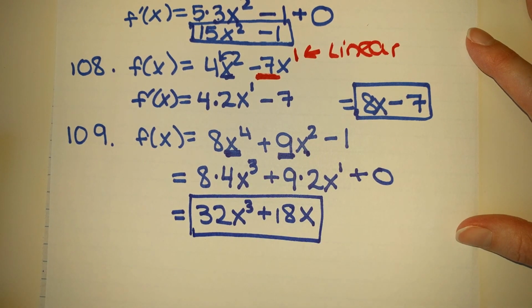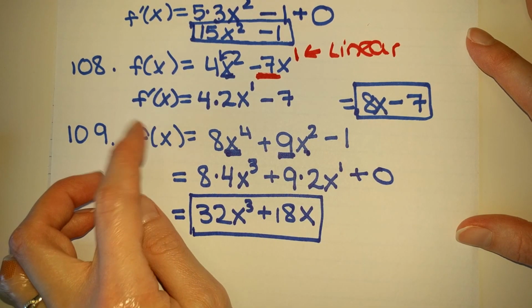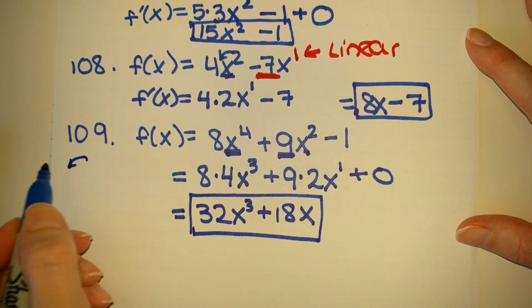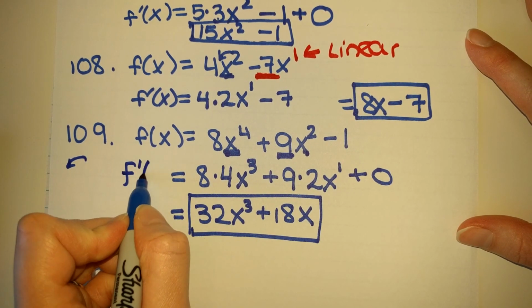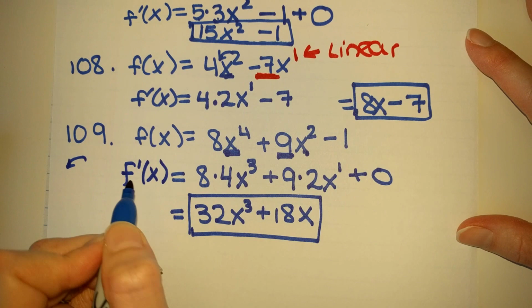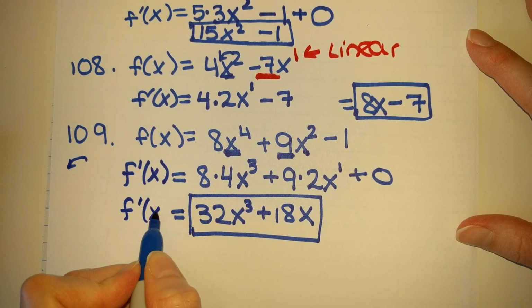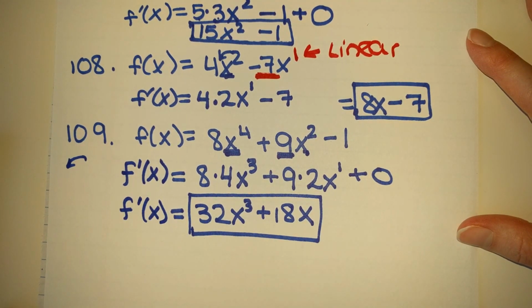Now, the one thing to notice here is that this is not the same thing as f of x. When you do this whole bring down the exponent, subtract 1, you are using your derivative rules, and so this is f prime. So our f prime of x is equal to 32x cubed plus 18x.